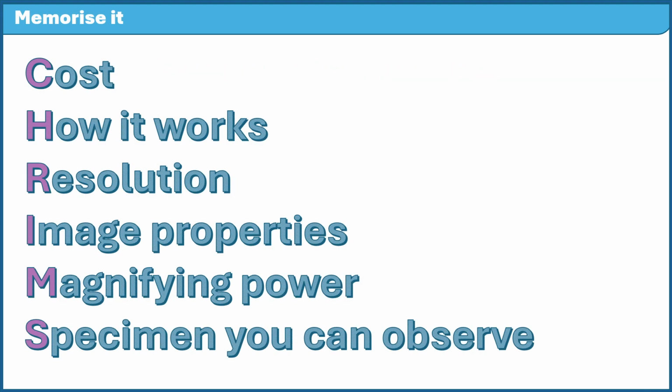Here's a quick way to memorize the key comparison points using the phrase CRIMS. Just remember these 6 categories: cost, how it works, resolution, image properties, magnifying power, and specimen you can observe. Try creating a comparison table or a set of flashcards with these headings, and this can help you recall facts for direct comparison of the properties of each type of microscope. Now let's apply what we've learnt with some guided practice.